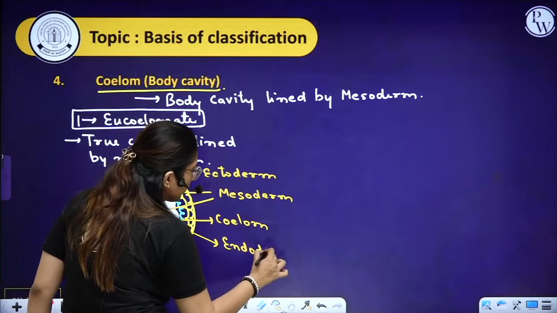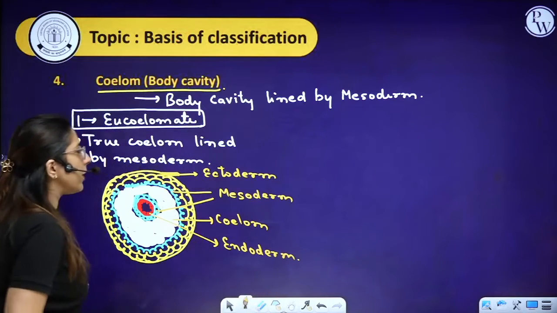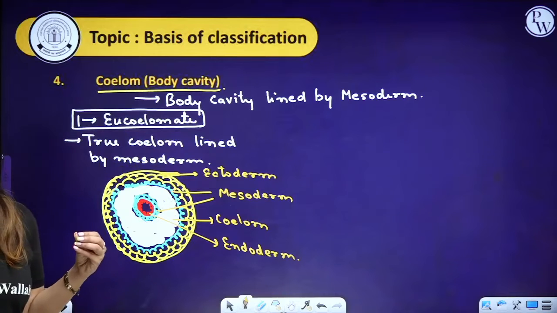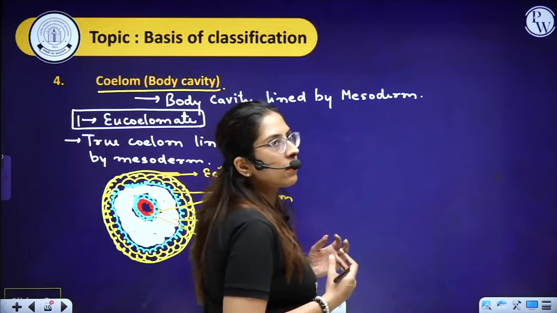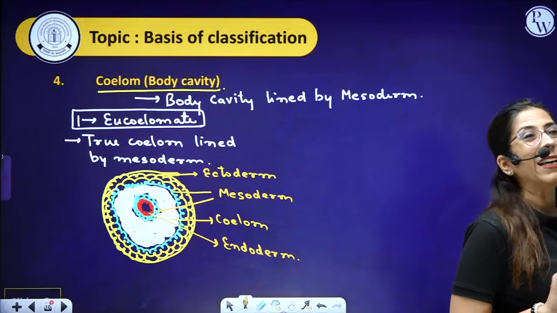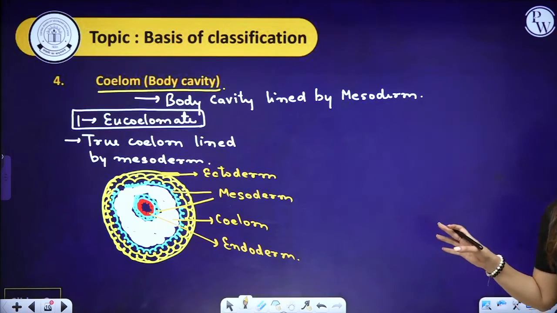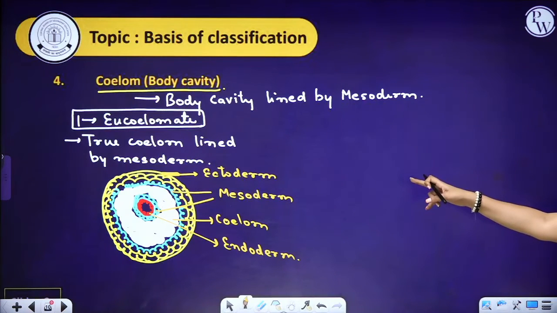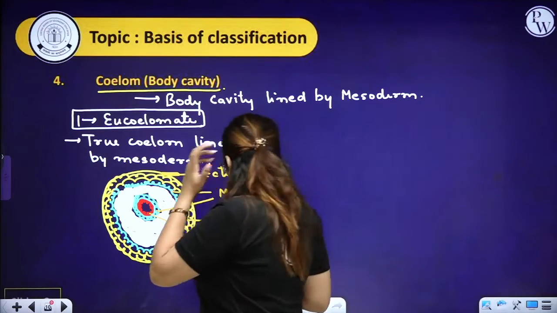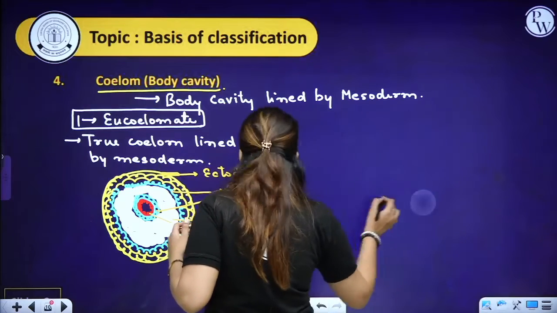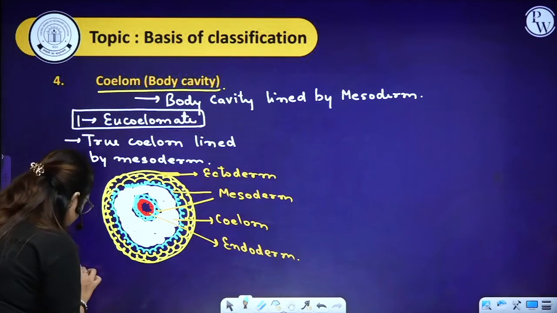See, we are focusing on each and every small point so that you should remember. Clear? Because understanding things is more important rather than just cramming everything. So this is a eucoelomate. Ectoderm you can see, the mesoderm is there, the coelom is also present. Clear? Now, what are the examples?